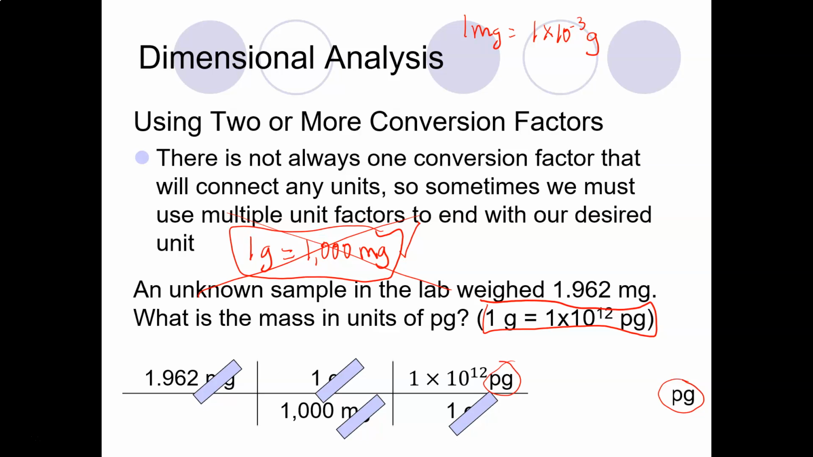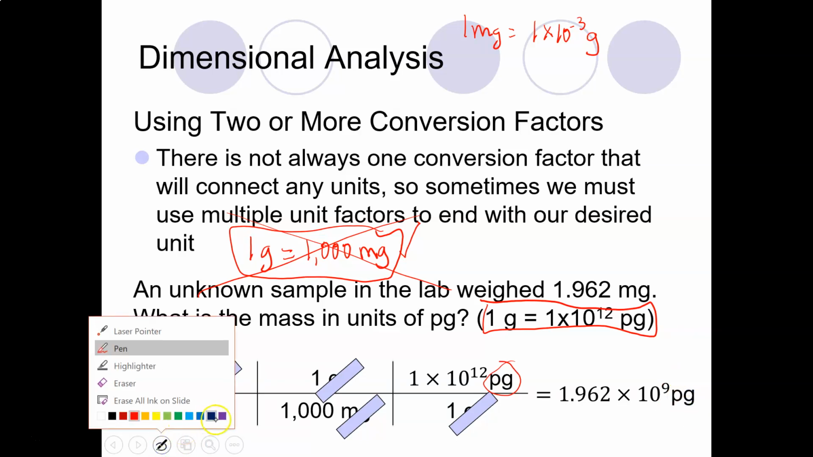I'm going to take 1.962 times 1 times 10 to the 12th divided by 1,000. I know there were ones in there. Remember, I ignore the ones. Okay, so what I got on my calculator was this. So let's think significant figures.